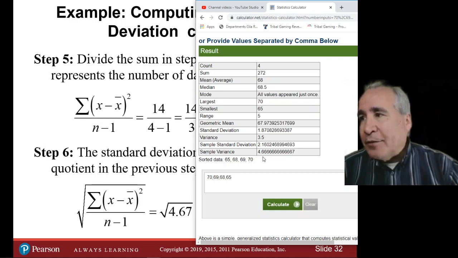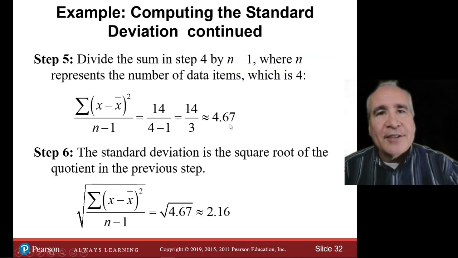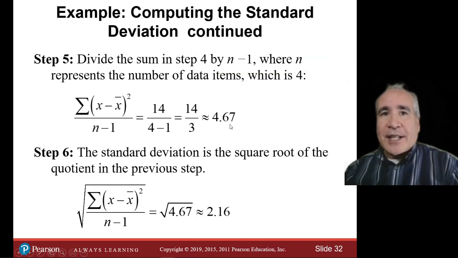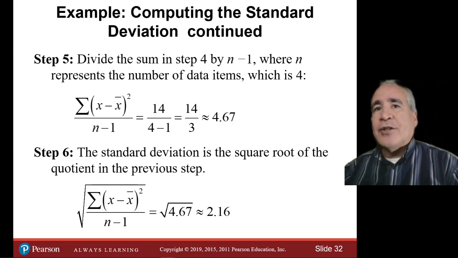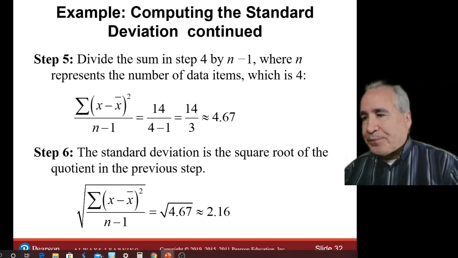So sample variance 4.666, or 4.67 if you were to round it. Wow, it all works. The calculator gave it to us. Just remember, in this course, we're always dealing with sample standard deviation and sample variance.